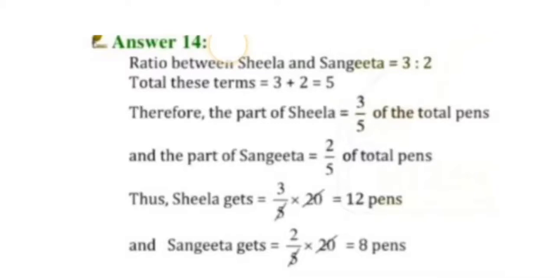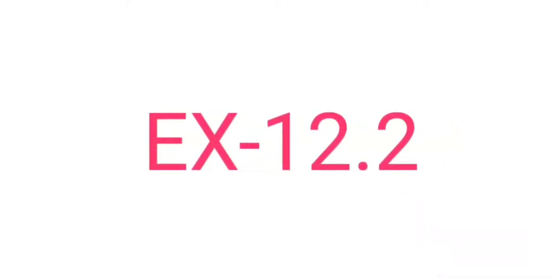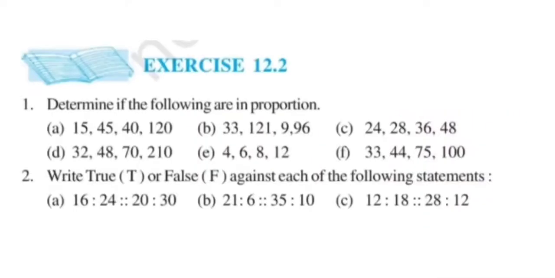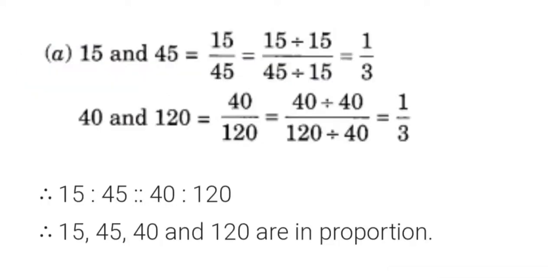This is the answer. Now scholars, your exercise 12.1 is completed. Now let's see exercise 12.2. Question number 1. Determine if the following are in proportion. Number 1 is given 15, 45, 40 and 120. So here the first 2 are given 15 and 45. So we will find the ratio of 15/45. So it will come 1/3. And the second 2, 40/120. So the ratio is 1/3.